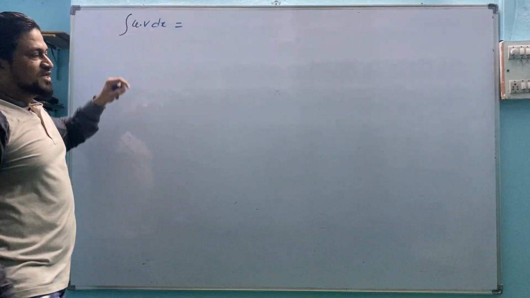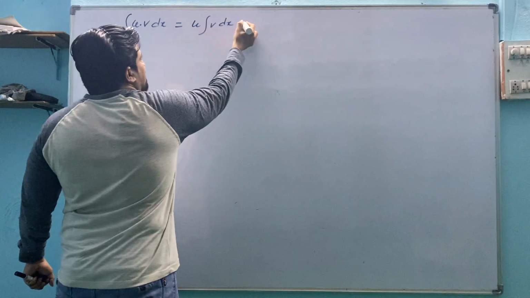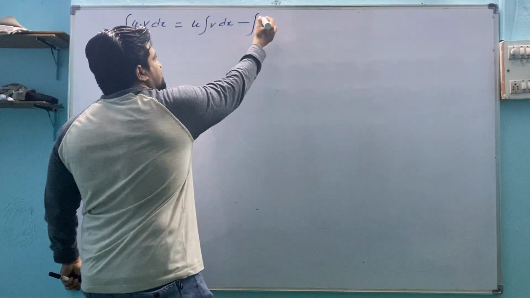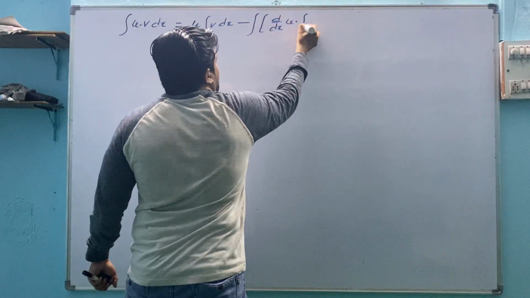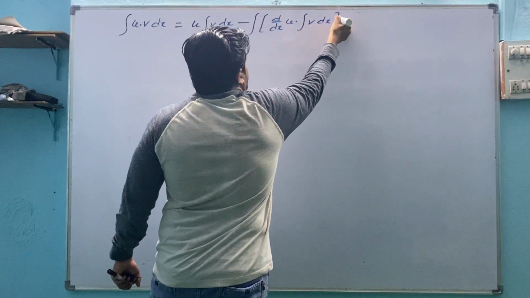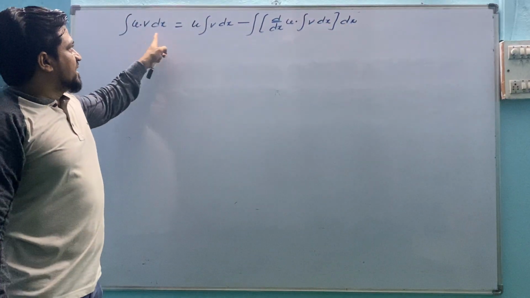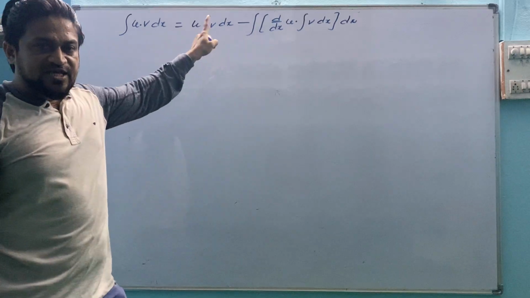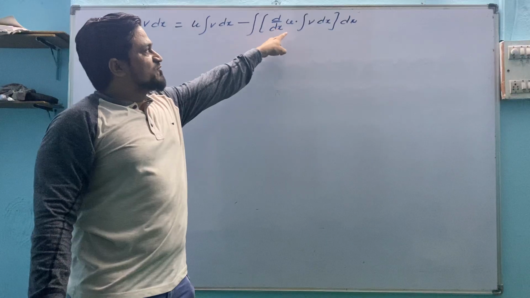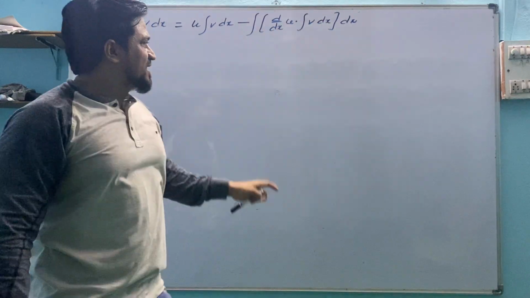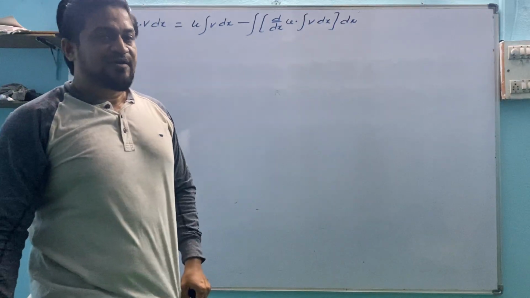Integral u into v dx is equal to u integral v dx minus integral of d by dx of u into integral v dx, whole dx. Or you can remember it in this way: integral u v dx equals u integral v dx minus integral, bracket of d by dx of u into integral v dx, whole dx. By saying this, you get the logic of the formula.